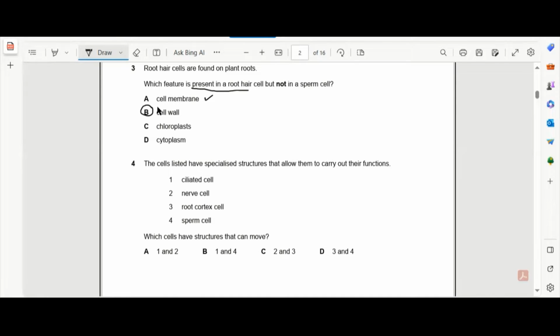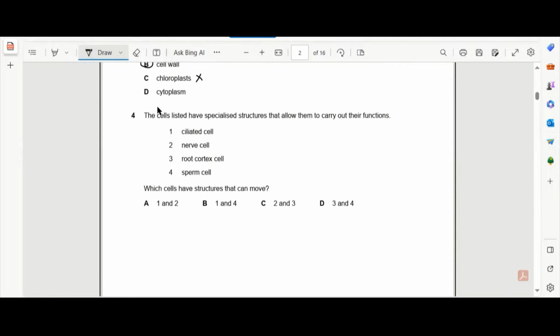You may think that chloroplast is also present in plant cells but not in sperm cells, but we're asked for root hair cell specifically. So chloroplast will not be the answer because root hair cells do not contain any chloroplast since they do not photosynthesize themselves. So 3B will be the answer.